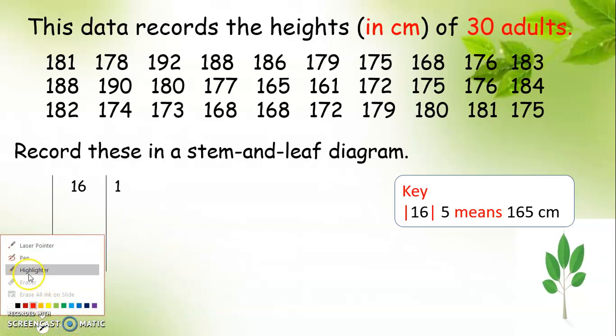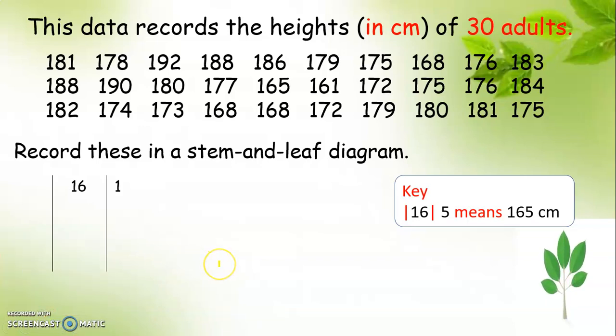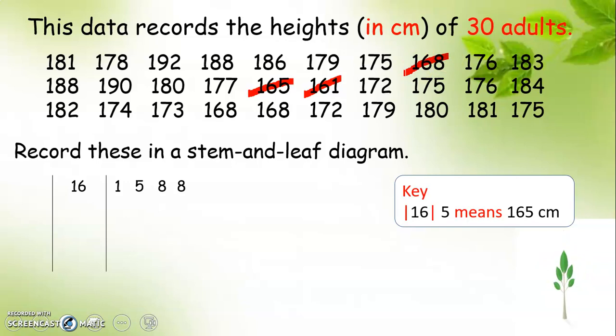So that we do not forget that we already used the number, we are going to cancel each number. I cancel, and the next one is 5. It means that is 165. Next one is 8. It means that is 168. The next one is 8 again. It means we have another 168.